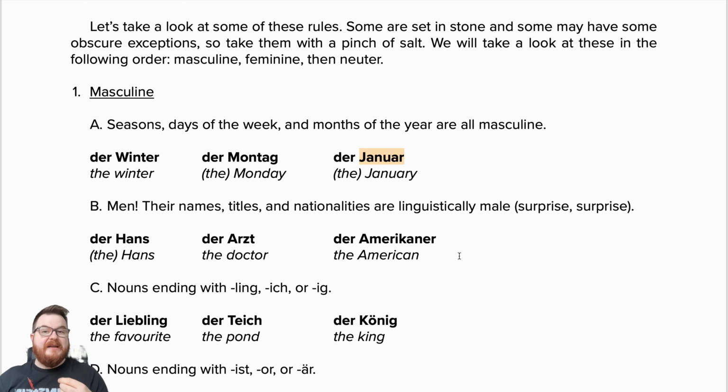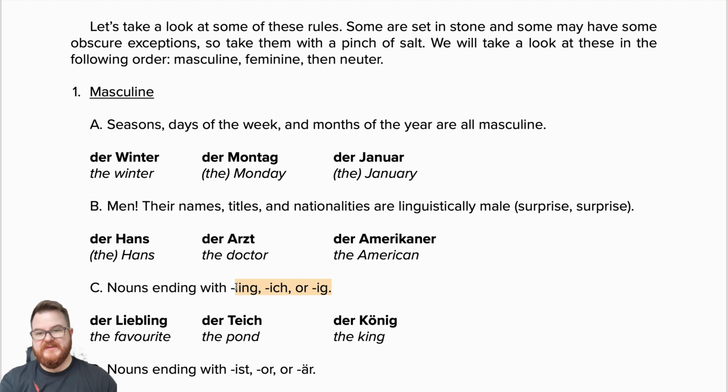Second rule, men. Surprise, surprise. Men, their names, their titles, like job titles, their nationalities are all linguistically male. Der Hans. So normally in English, we wouldn't say the in front of a person's name, but in some varieties of German, particularly in the South, you might hear people say, I am the, and then their name, ich bin der Ruben, for example. Doctor is a job title, and this is the male form of the word, so der Arzt, masculine. Der Amerikaner, the American, as in the American man. This word means a man from America.